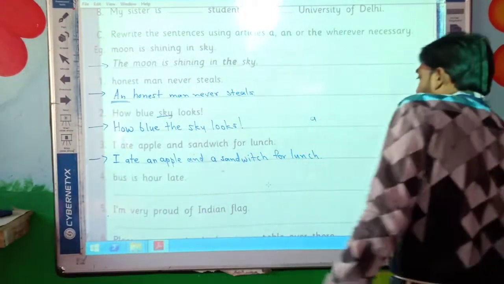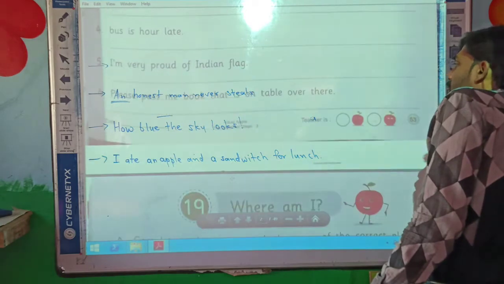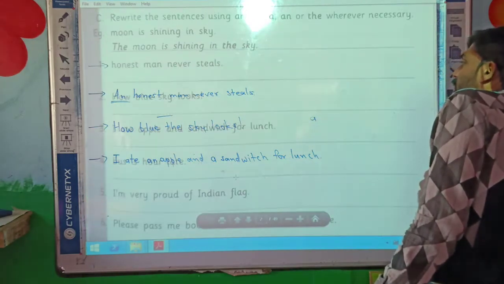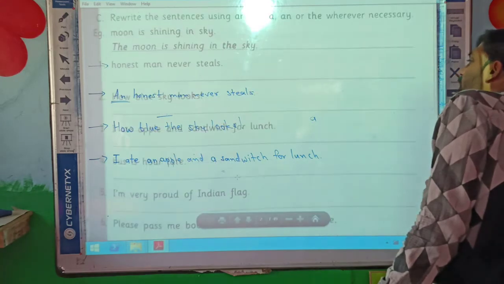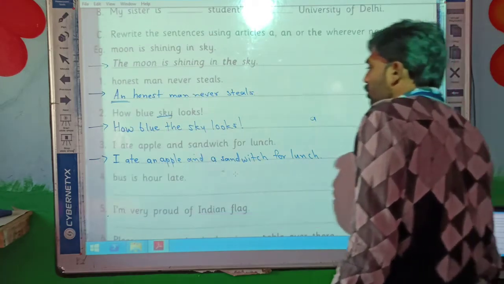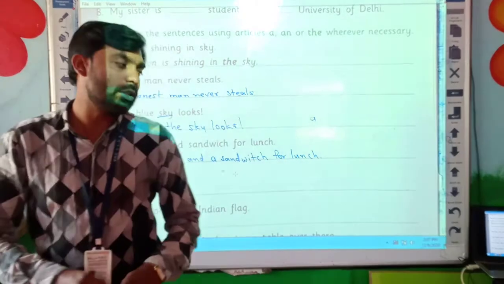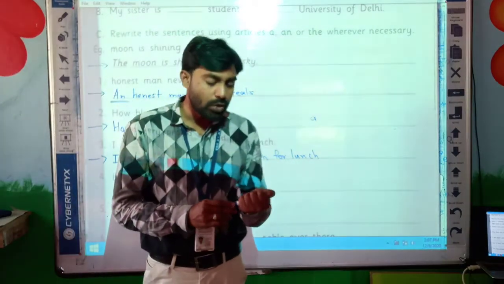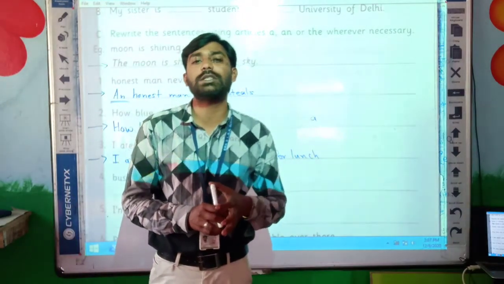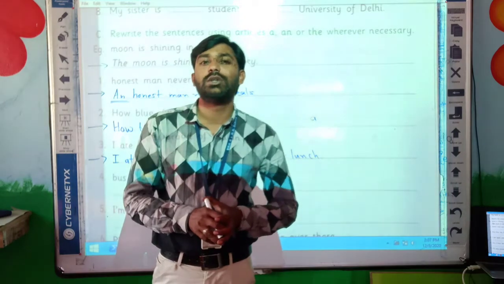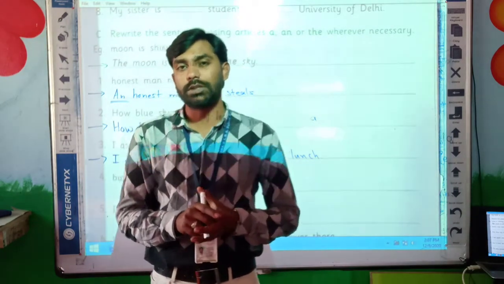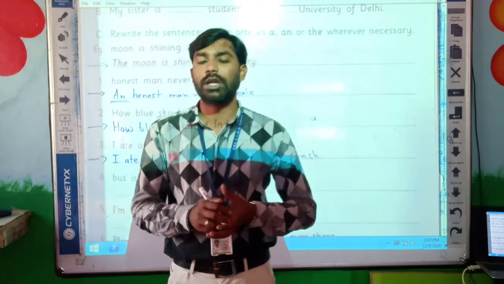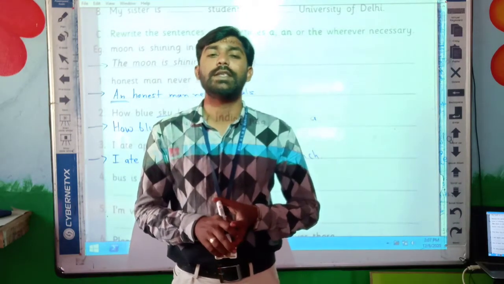Students, again I have solved here 3 sentences and 3 more sentences are there. So this is your homework. You have to solve the remaining 3 sentences on your own. Whatever remaining part of this lesson is left, you have to work only on it. You have to write the answers by yourself. If you have any doubt, you can message me. No problem, I will solve it for you.